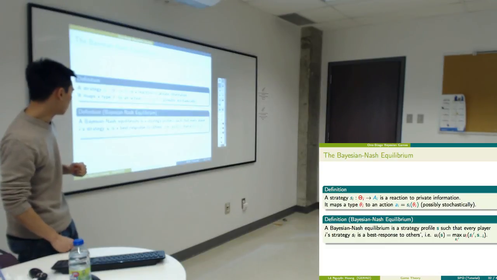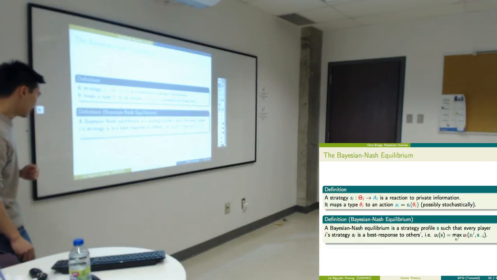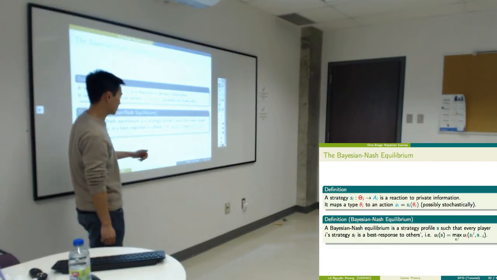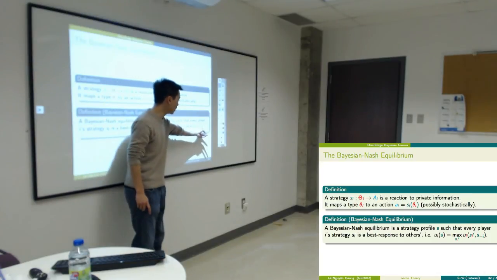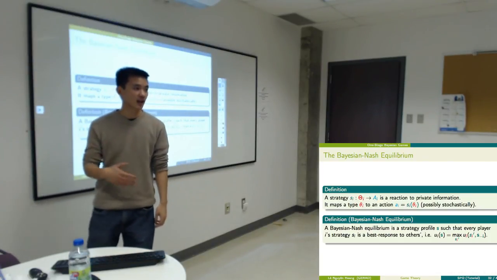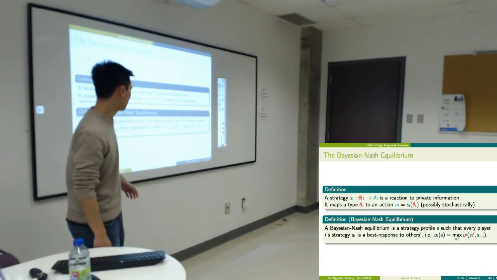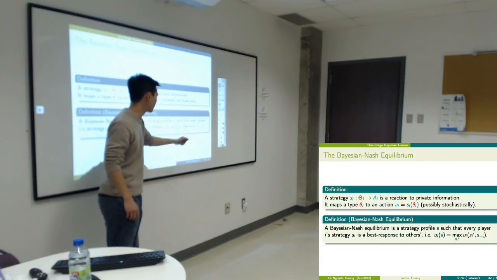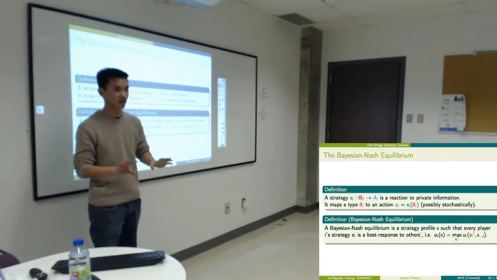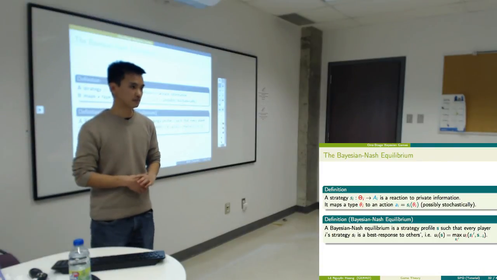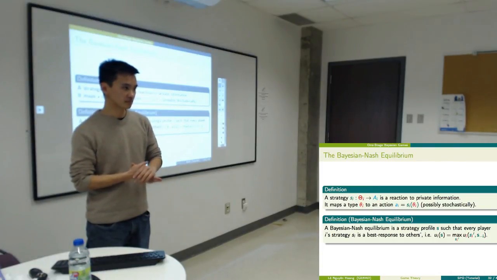And then there's the concept of Bayesian-Nash equilibrium. So Bayesian-Nash equilibrium was just like before: you know the strategies of the others and you're reacting to this. And if your best reply strategy corresponds to the strategy profile, then it's a Nash equilibrium. Any question?